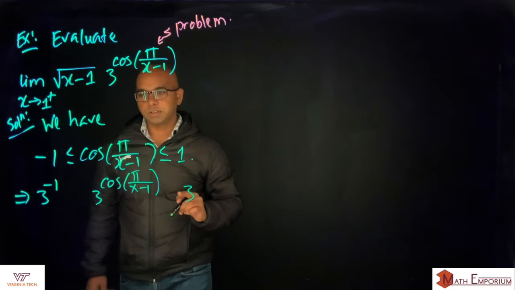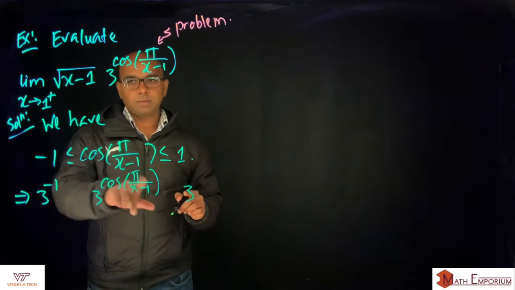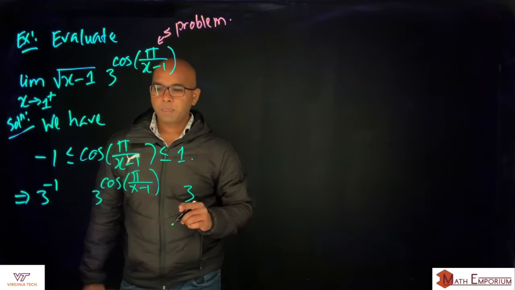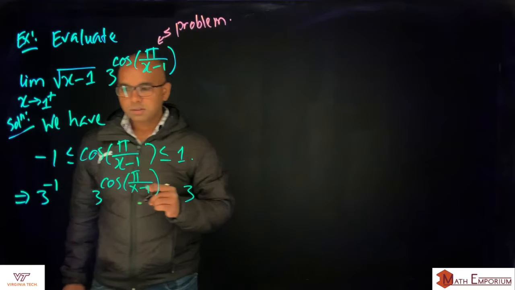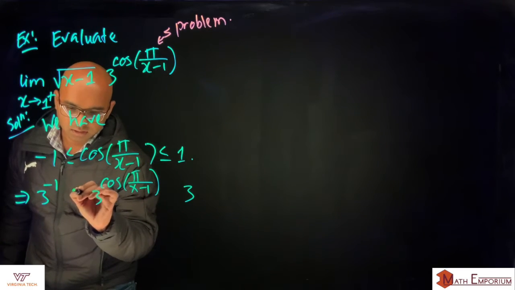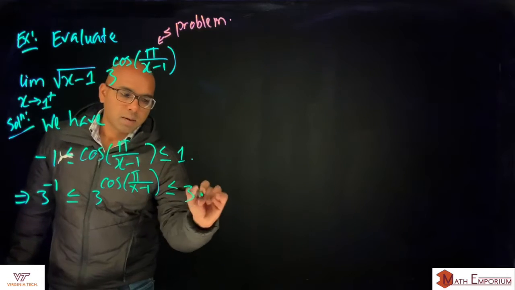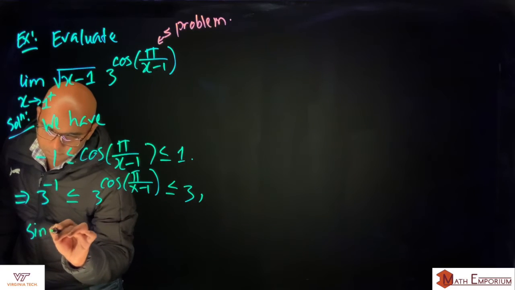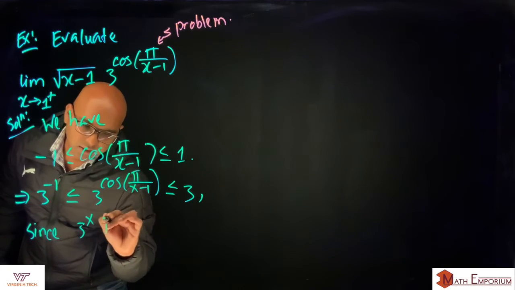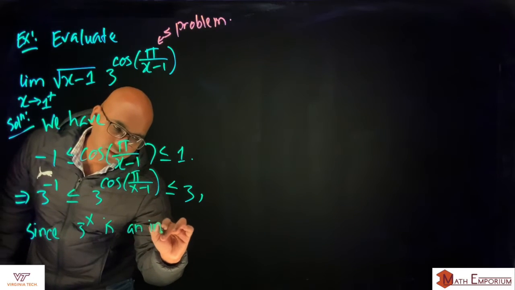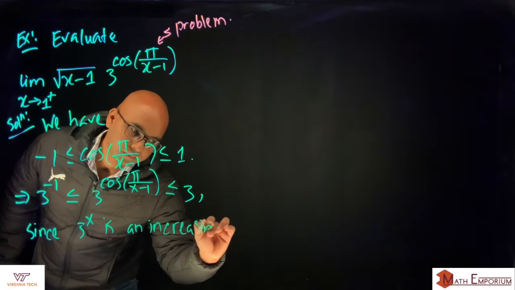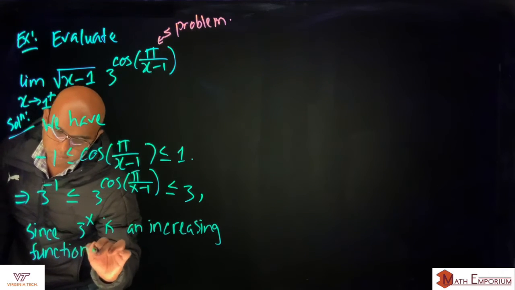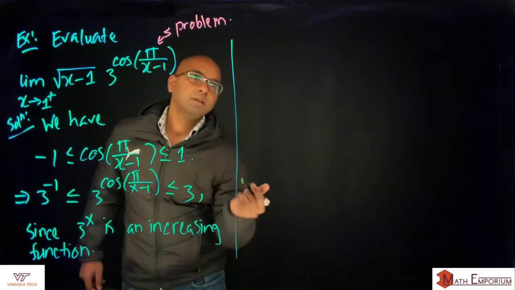And now there is a big question. What will happen to my inequalities? Will it remain the same or will it change? The answer to that question is this: the inequality signs will remain the same, but you need to justify that. Why is it the same? Since 3 to the x is an increasing function. What it means is this thing.